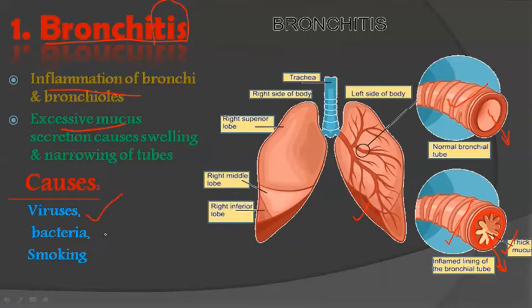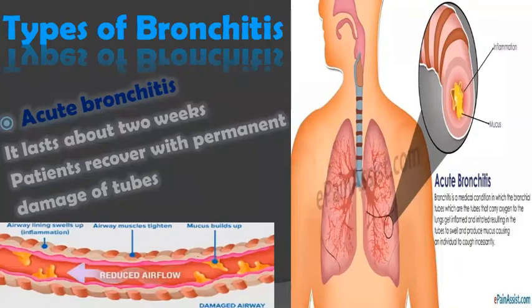Most of the time the causes are viruses and bacteria, but smoking and some chemical irritants that come out from factories, and smoke, wood smoke, and smoke coming from anywhere can also be a cause of bronchitis. Bronchitis has two types: acute bronchitis and chronic bronchitis. Acute bronchitis is very common, like a common cold or common flu.